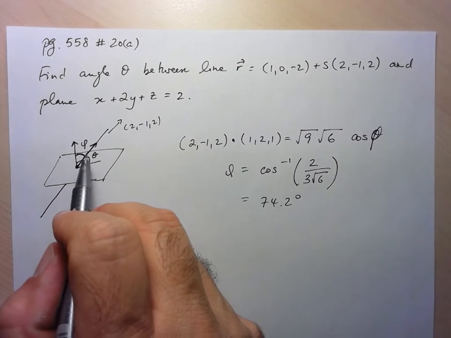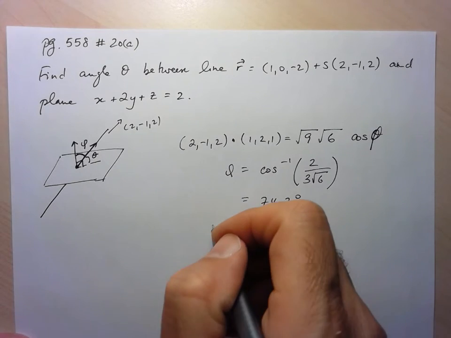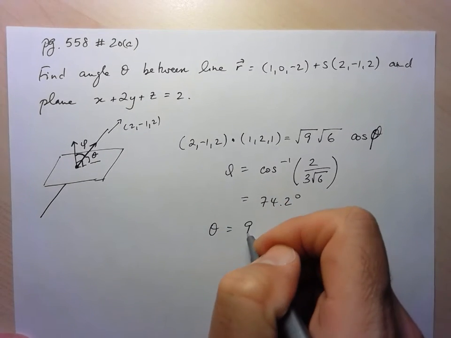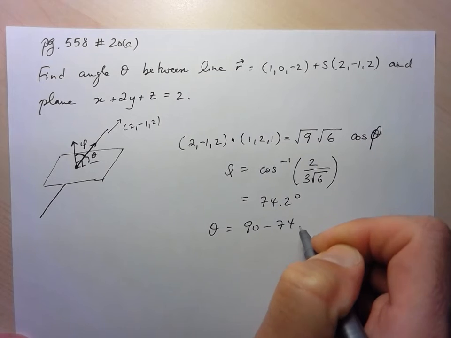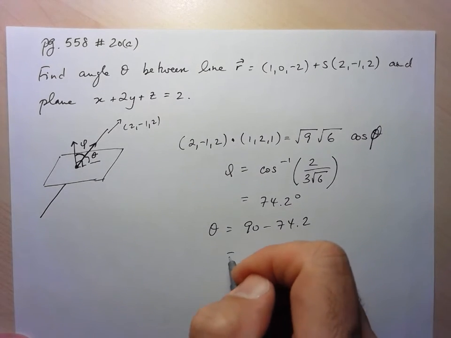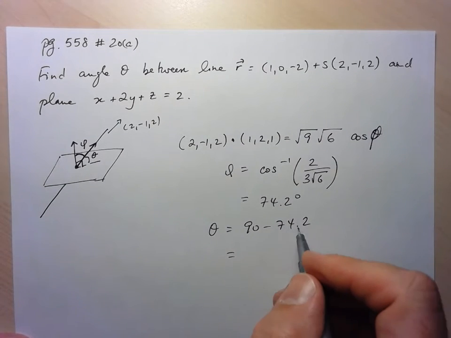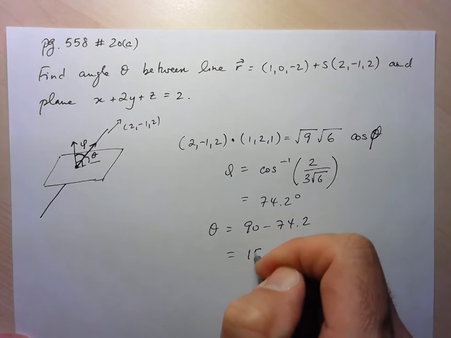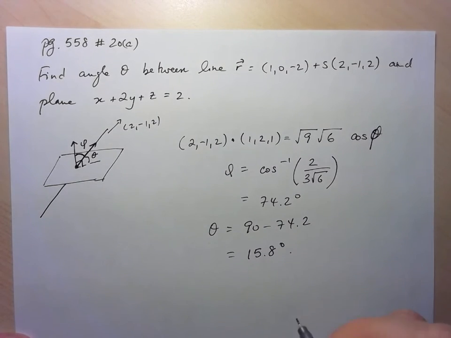But remember, what we just found was the angle between the normal vector and the line. What we want is between the line and the plane, so that's just going to be complementary. So 90 minus 74.2, and 74 to 75 is 15, so about 15.8 degrees.